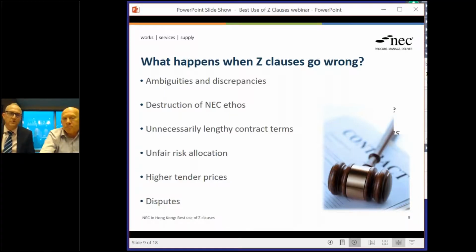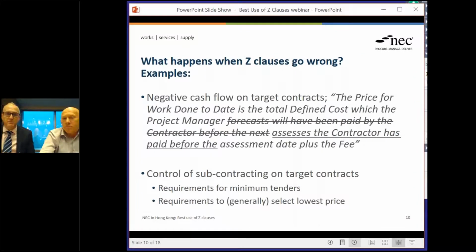that I just thought I'd flag up, and it's perhaps a little cheeky to put these under the heading of what happens when Z clauses go wrong, because I'm not necessarily saying this is them going wrong. These are examples of things which I know cause concern in the market in Hong Kong. So the first one relates to the position on target contracts and is a very simple amendment made to the standard NEC core clause, which you see there.